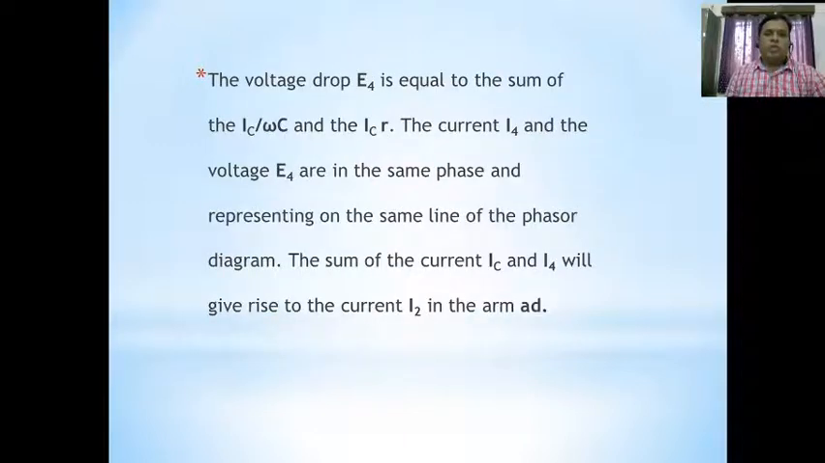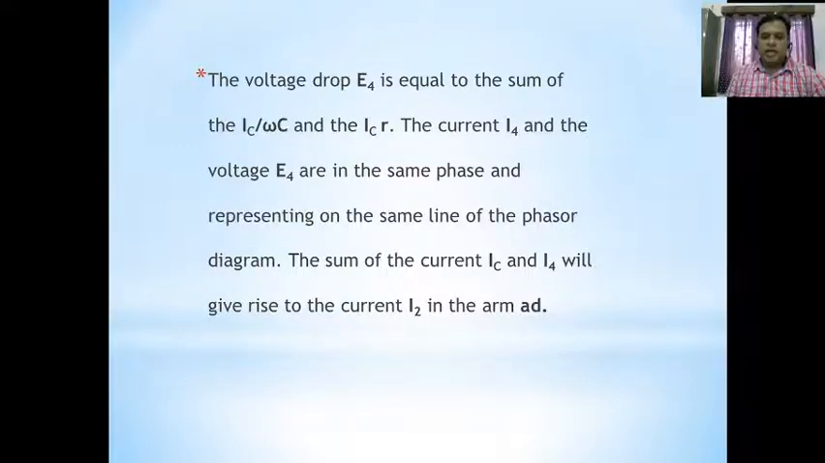Now the voltage drop E4 is equal to the sum of IC by omega C and ICR. You can see in the phasor diagram we have already mentioned how E4 is varying and how the value of E4 is given by IC by omega C. Therefore the current I4 and the voltage E4 are in the same phase, and so they are represented on the same line of the phasor diagram, and the sum of the currents IC and I4 will give rise to the current I2 in the arm AD.